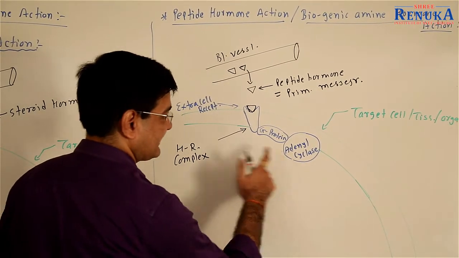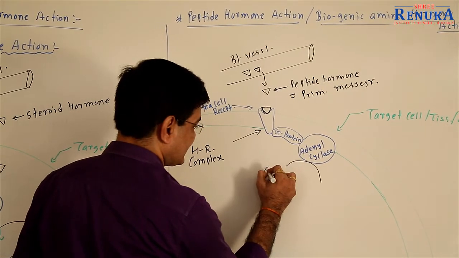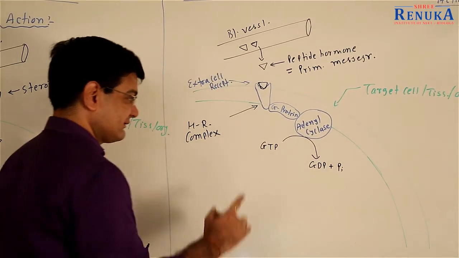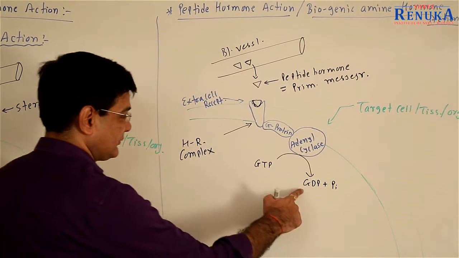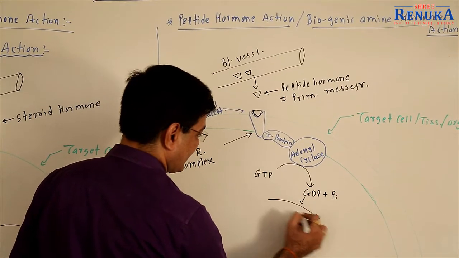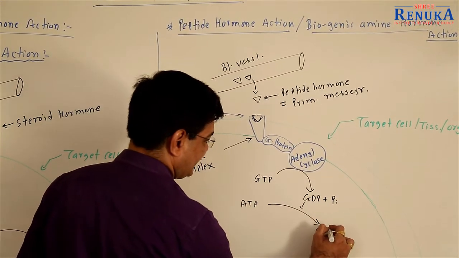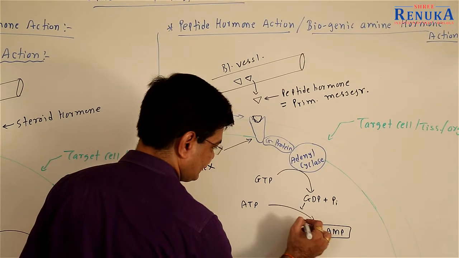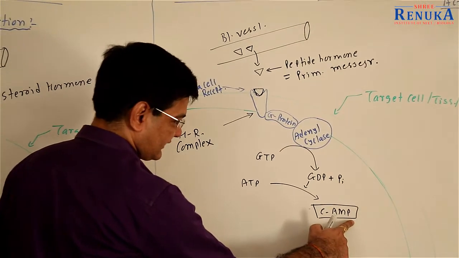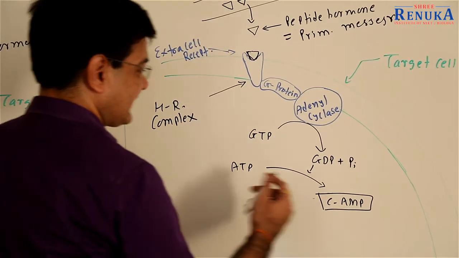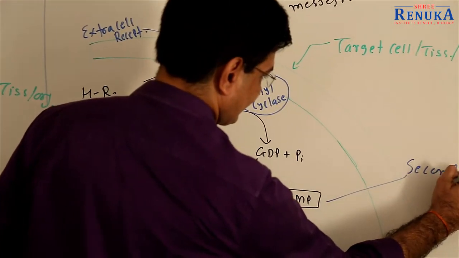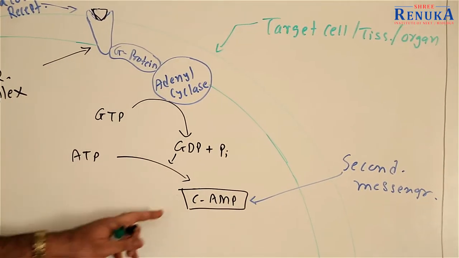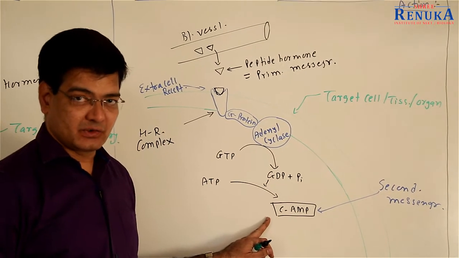Now this G protein activates the adenyl cyclase, which converts GTP into GDP, and phosphate gets released, which is inorganic phosphate. With the help of energy release, ATP is converted into cyclic AMP, and this cyclic AMP acts as a second messenger. Second messenger for the activity of hormone action.